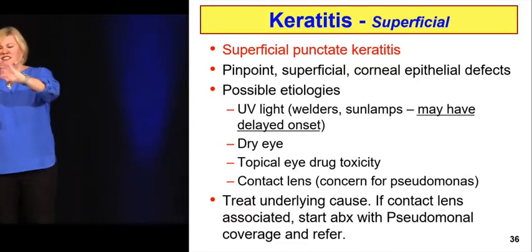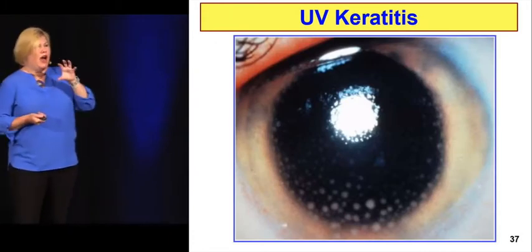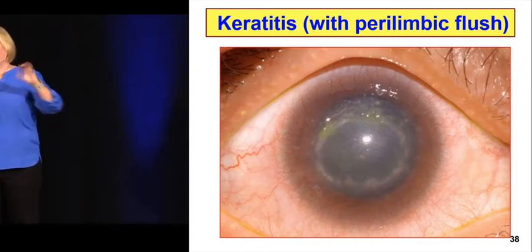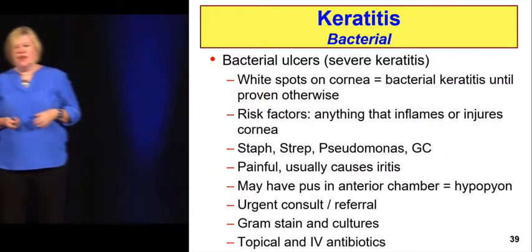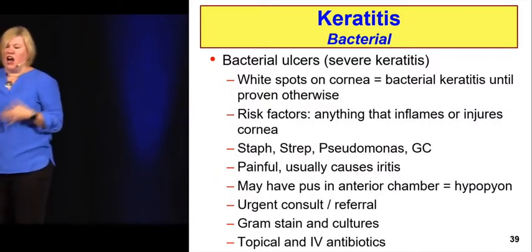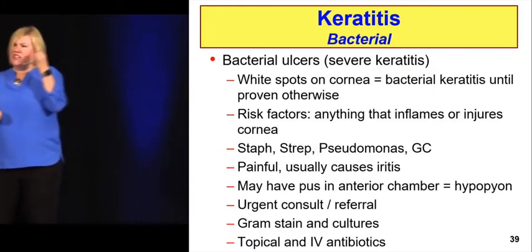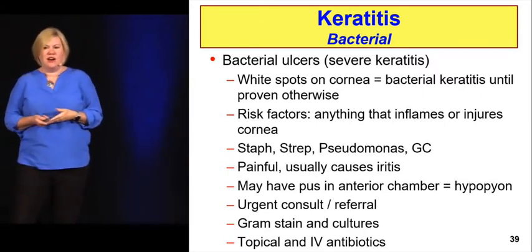So here you see that kind of stippling. This is UV keratitis, these superficial defects there on the outer layer of the cornea. Again, you see that perilimbic flush, all those vessels kind of coming in around the edges of the cornea, indicating that it's a corneal type of involvement. Now, bacterial can be on the list here, often associated with more like ulcers with the keratitis, and you'll see these white spots, those corneal ulcers. And when you see that, think about bacterial keratitis.